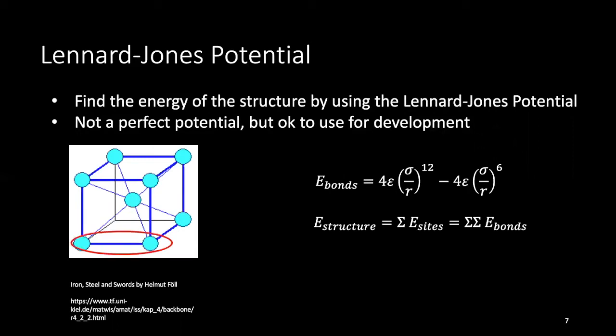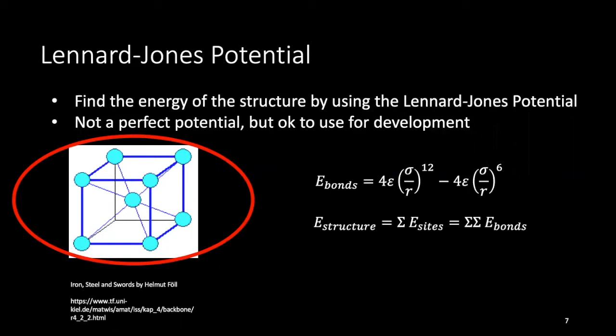By summing up the energy of the bonds, we can get the energy of a specific site, and by summing up the energies of all the sites, we can get the energy of the structure as a whole. This numerically represents a structure using only one value from the DFT data, which is the distance between atoms.